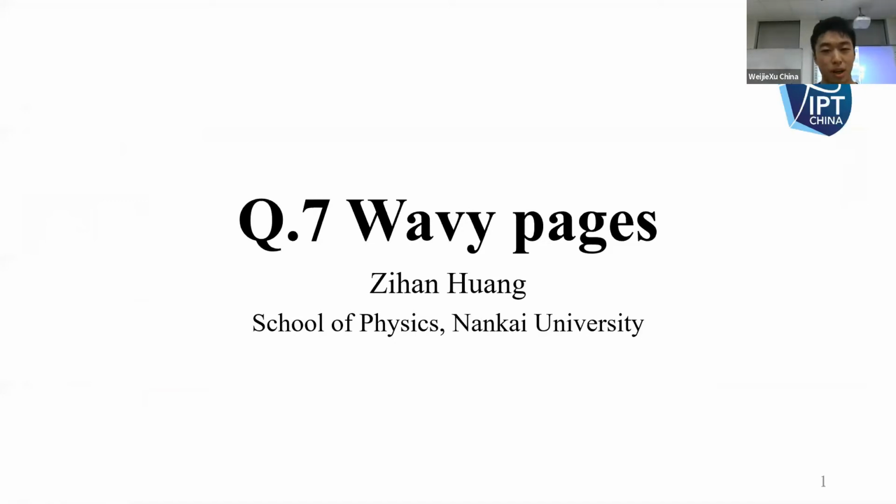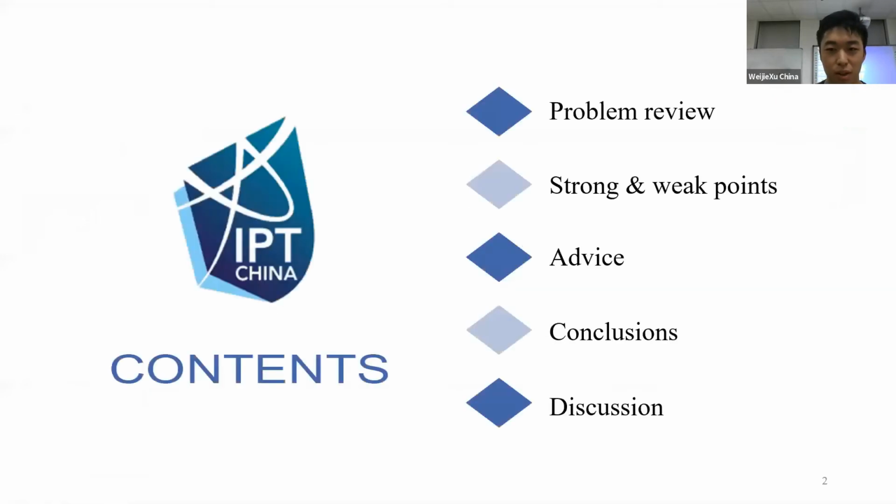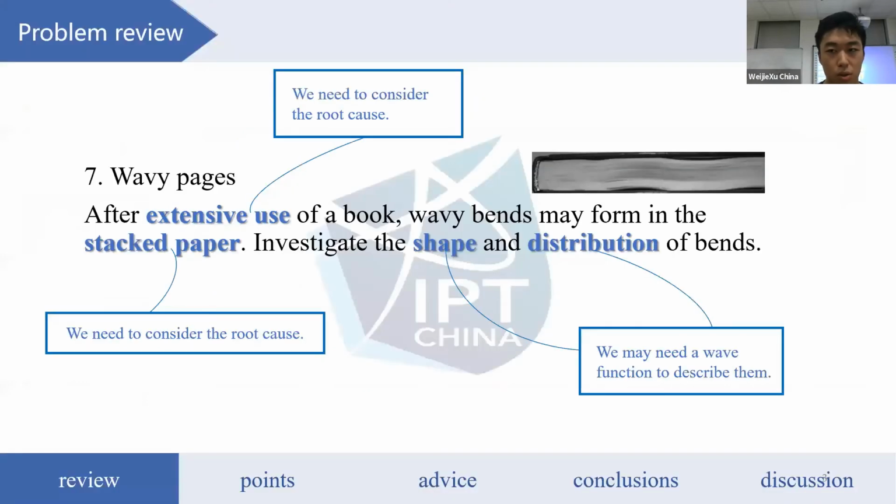Hello, I'm Sahan Huang from the School of Physics, Nankai University. So this is the problem review. I think the problem is that after extensive use of a book, wavy bands may form in the stacked paper. Investigate the shape and distribution. And I think the keywords are extensive use, stacked paper, and shape and distribution.